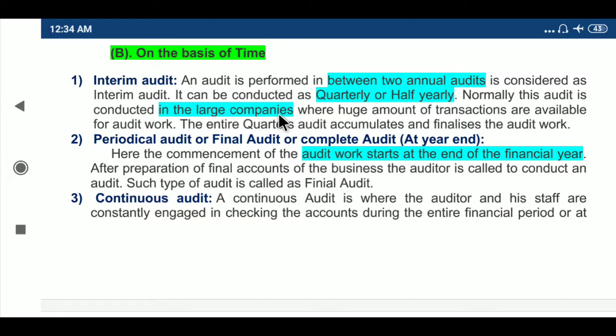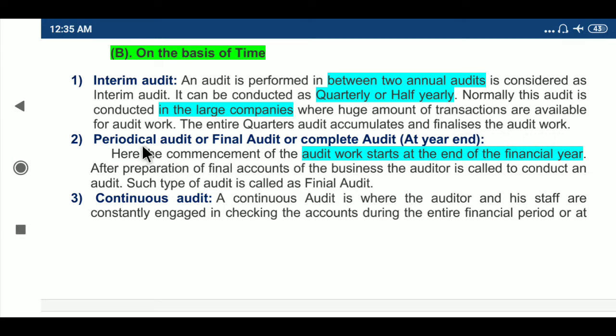In large companies, they provide quarterly or half yearly financial statements for taking decisions. That's why interim audit can be performed in larger companies where a huge amount of transactions are available for audit work. Ultimately, the entire quarter's audit accumulates and finalizes the audit work.